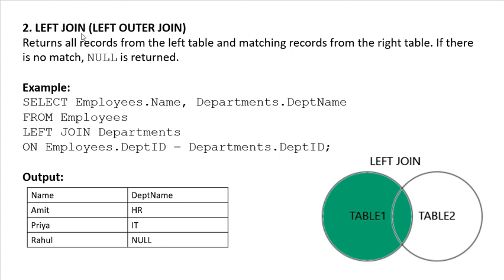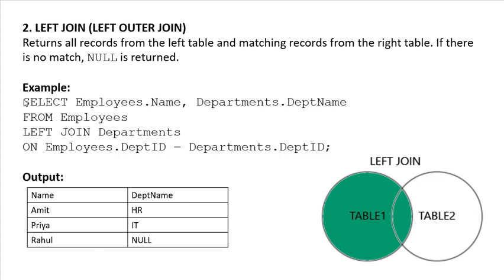Second is the left join, also called the left outer join. It returns all the records from the left table and the matching records from the right table, and if there is no match, NULL is returned. In the image, a left join means all the data from table 1 is printed, and the matching data from table 2 is printed, but data in table 2 that does not match is not printed.